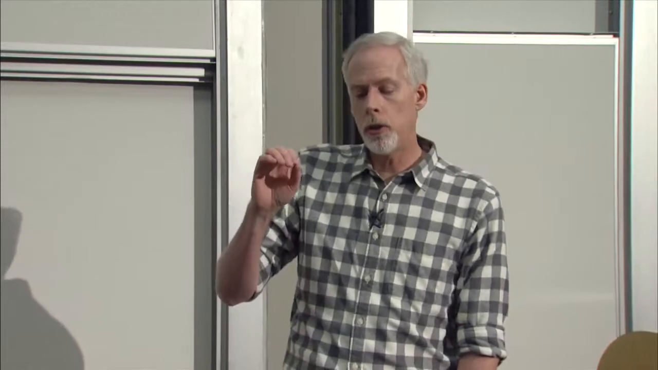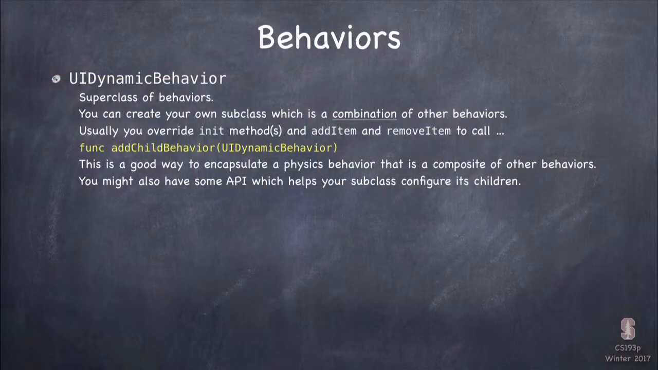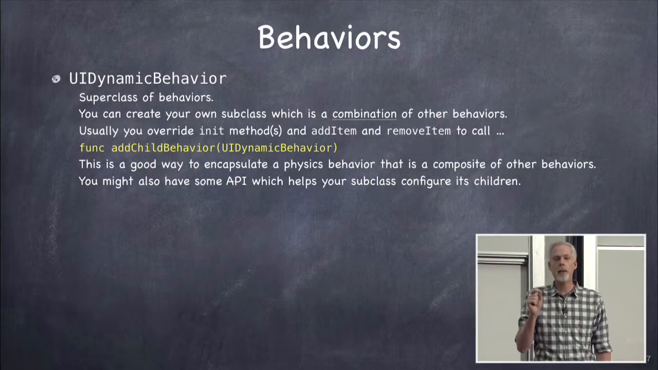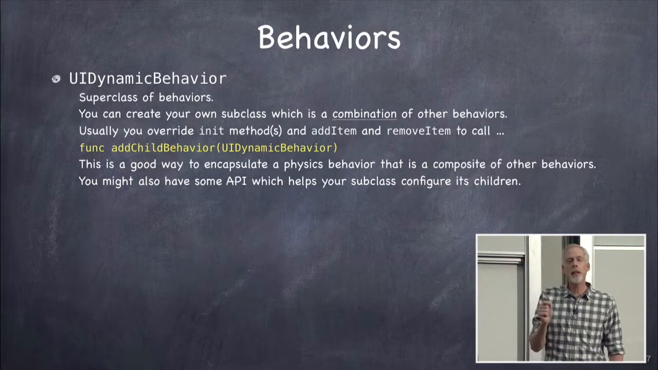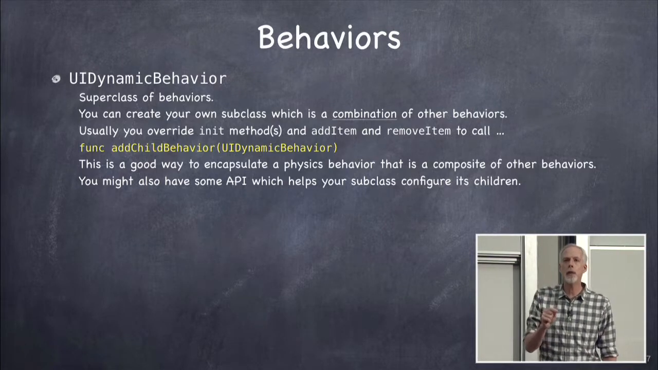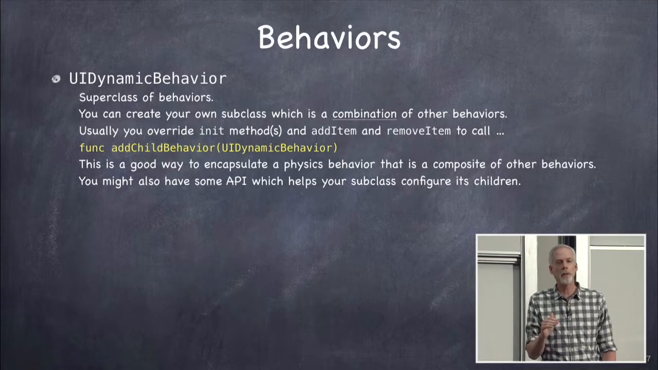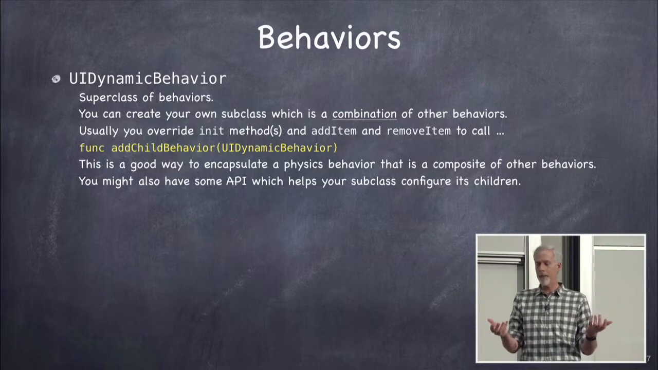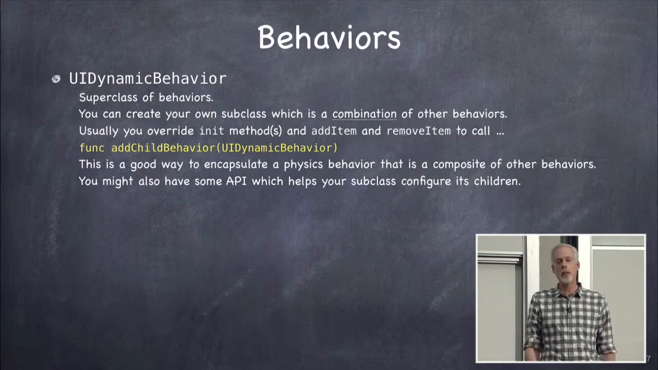Now, here's all these behaviors: gravity behavior, push behavior. These are all subclasses of a class called UIDynamicBehavior. Not dynamic item behavior, that's the previous slide. This is UIDynamicBehavior. Now, UIDynamicBehavior is something you often create your own subclass of. You're probably wondering, what? I'm going to write my own gravity or my own collision behavior? It's too complicated.